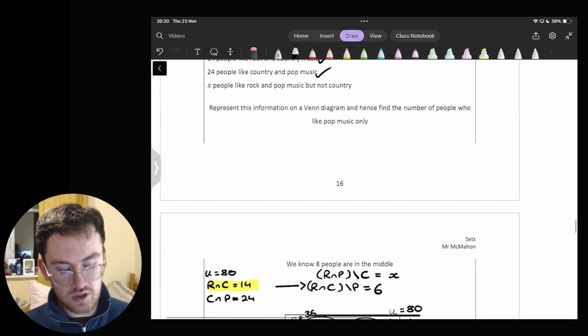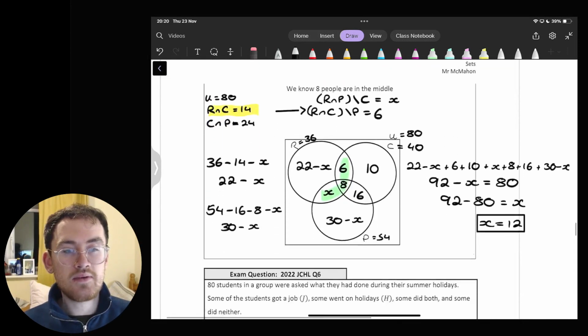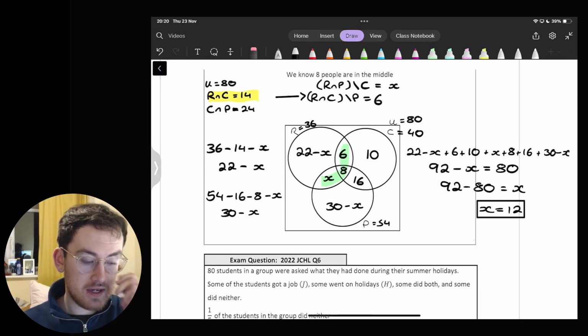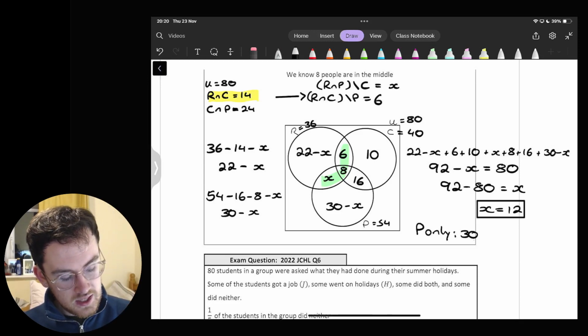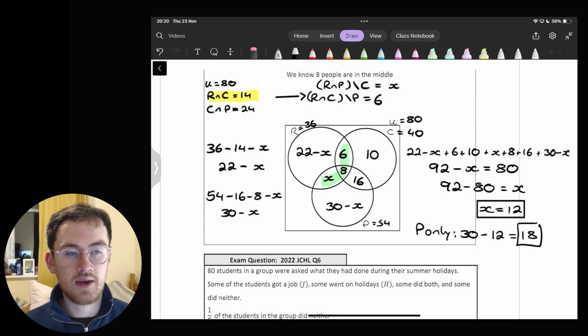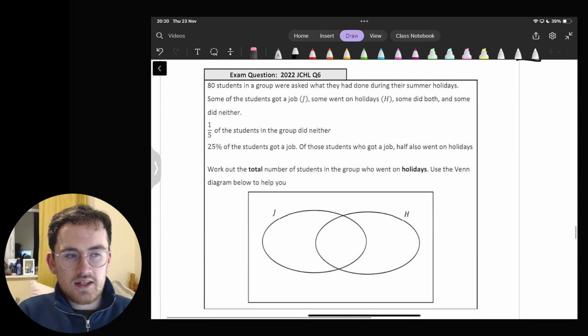We were asked to find pop music only. So 12 people like rock and pop. How many like pop only? So pop only was 30 minus x, so 30 minus 12, which is 18. 18 people like pop music only. Okay. So we can see a little bit trickier than some of the ones we've been working at earlier, but the main thing still holds.